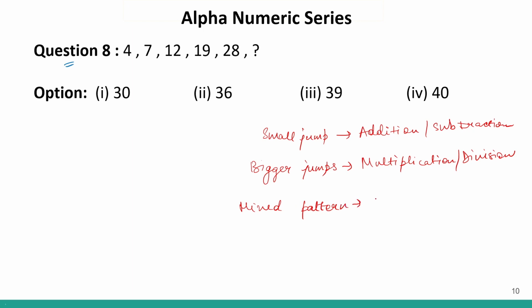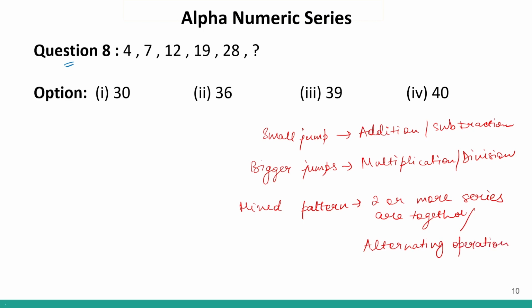Multiplication or division. If you see a mixed pattern, we assume that it is a club of two or more series. So two or more series are together, correct? Or we can also have alternating patterns or alternating operations. What do you mean by that? Alternating operations means that we have addition and then subtraction, or multiplication and then addition, something like this. So whenever you see a mixed pattern, it could be either a mix of two or more series, or it could be alternating operations. So this is the approach that we should follow for alphanumeric series, correct? Now let us come to question number 8.